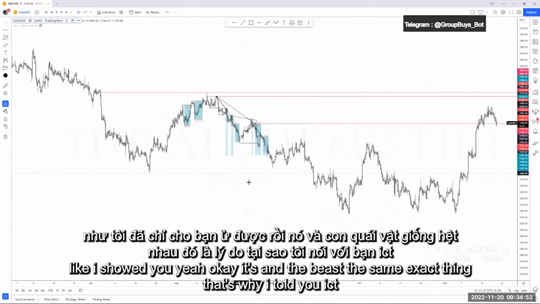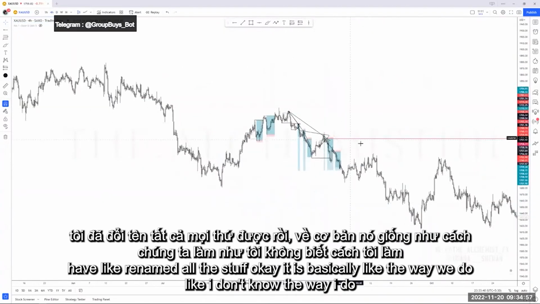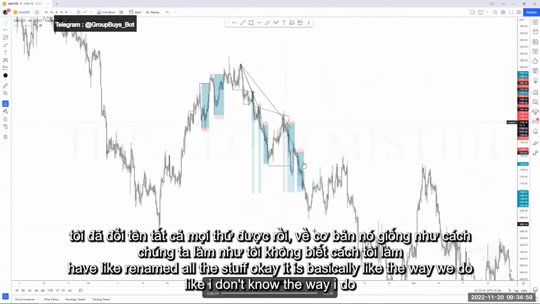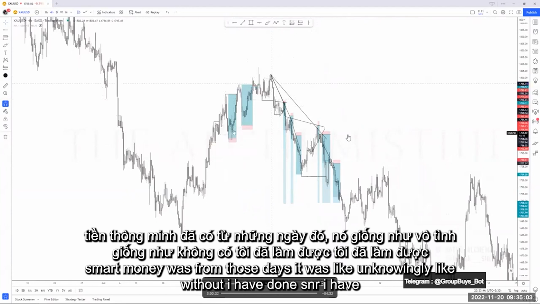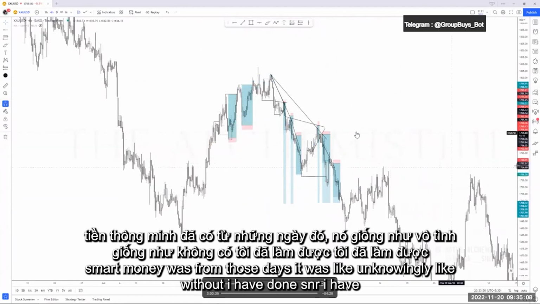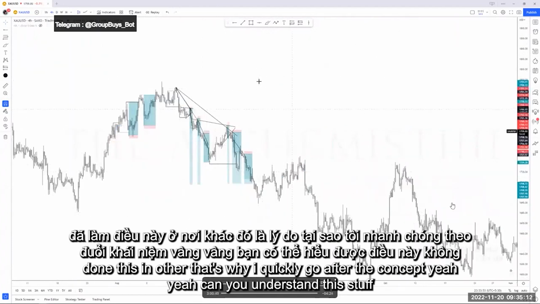The A's and the B's, the same exact thing. That's why I told you ICT have renamed all the stuff. The way I do smart money was from those days. Without knowingly, I have done SnR. So that's why I quickly grasped the concept.